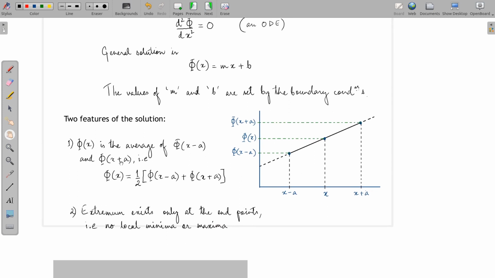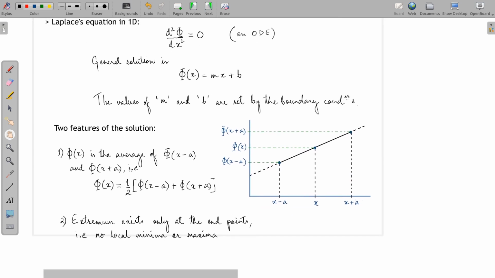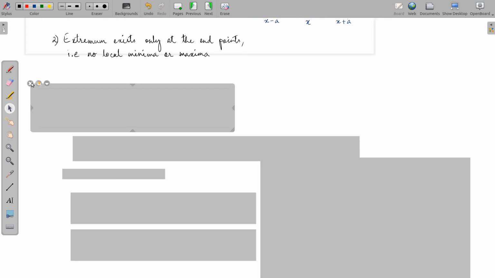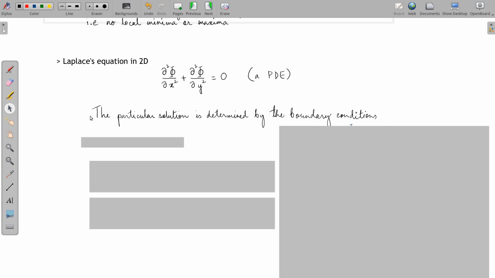As we will see, these two features will be valid not just in the one-dimensional case, they will also be valid in general in the two-dimensional as well as the three-dimensional case. So let's look at the behavior of the solution of the Laplace equation in the two-dimensional case. This is what the Laplacian turns out to be. This is not an ordinary differential equation. This is a partial differential equation, which means that the particular solution is determined by the boundary conditions.